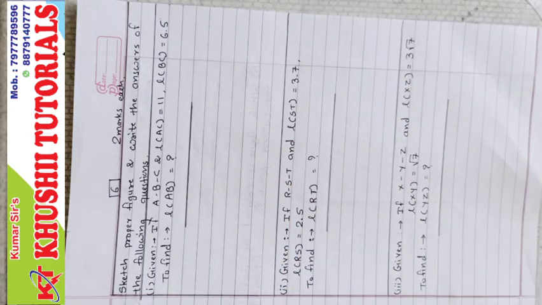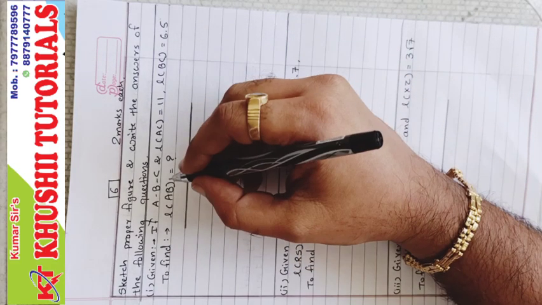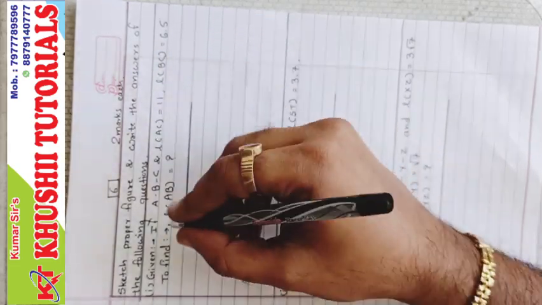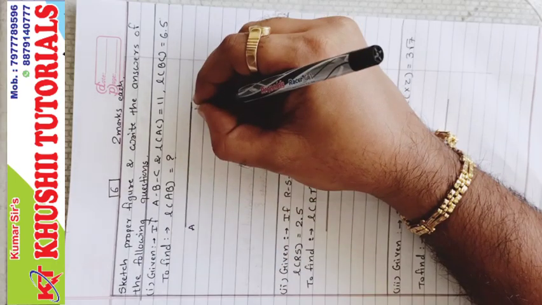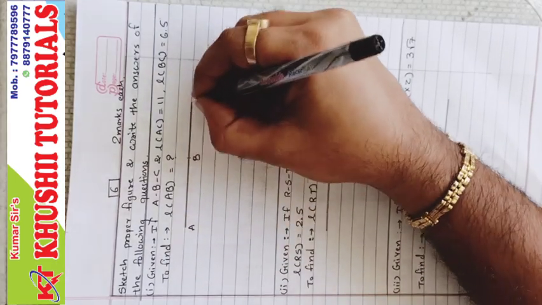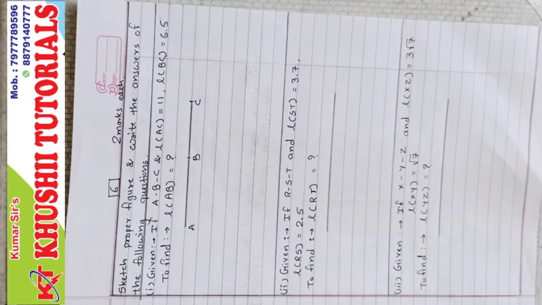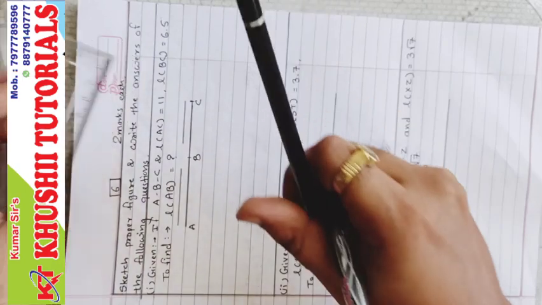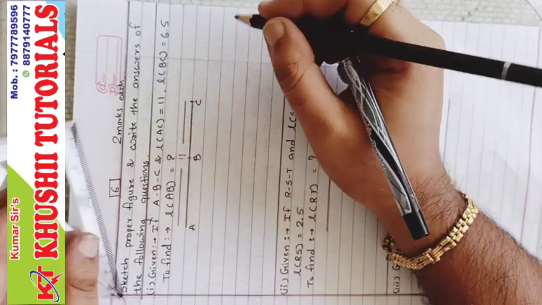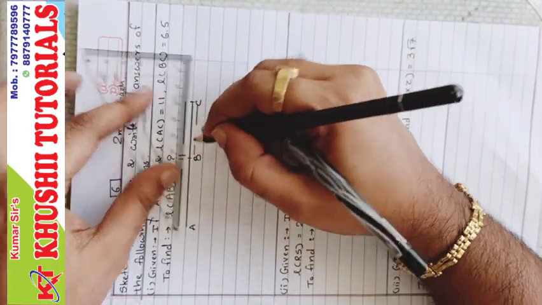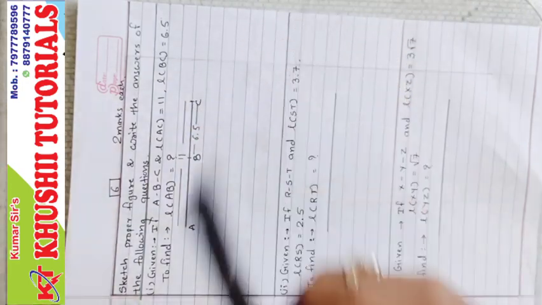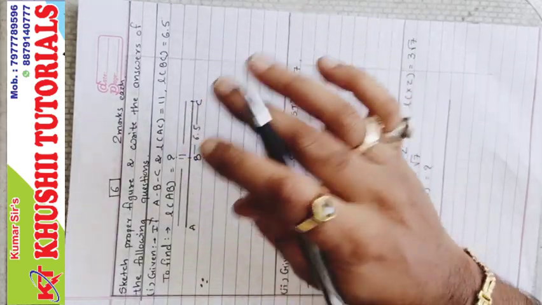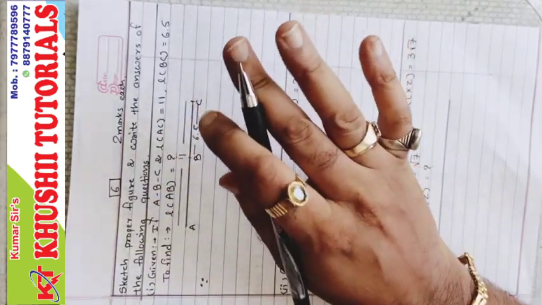Now here it is A-B-C. AC is 11 and BC is 6.5. We need to find AB. Since here not all three possibilities will come, because one possibility is fixed.